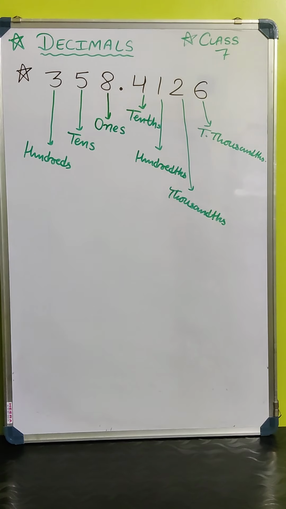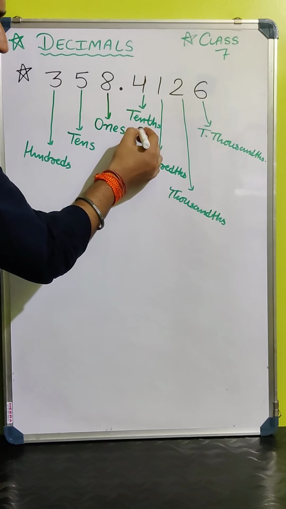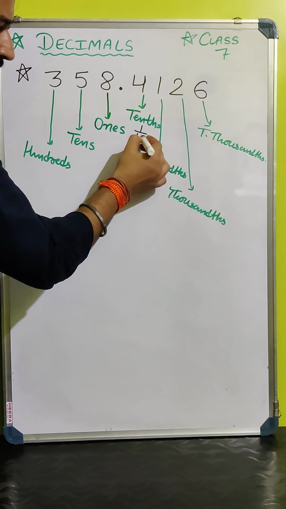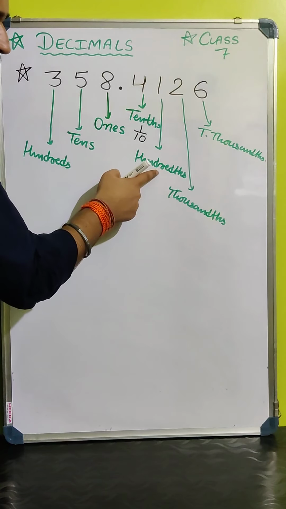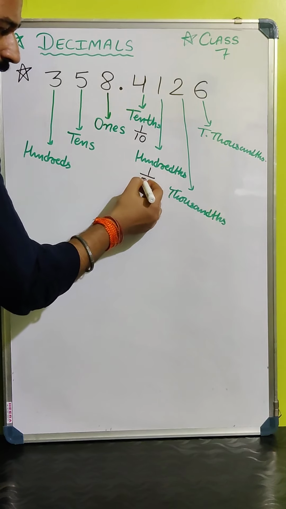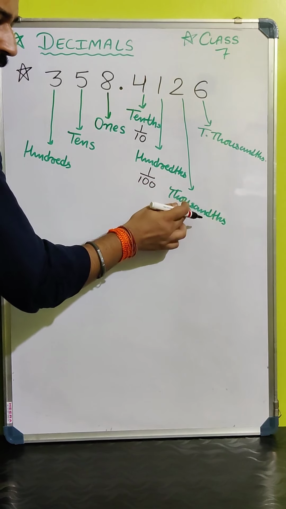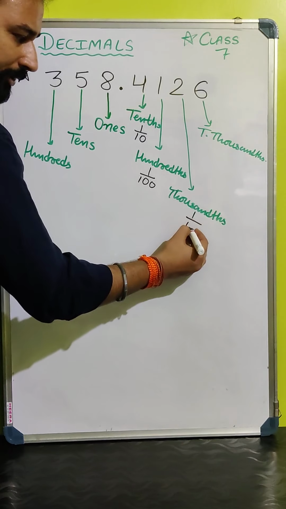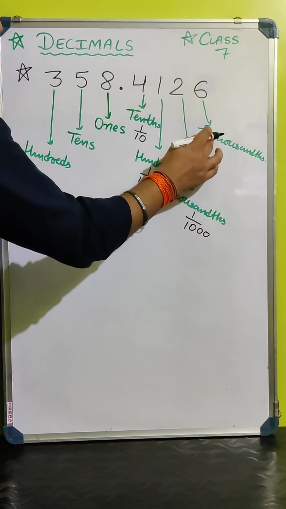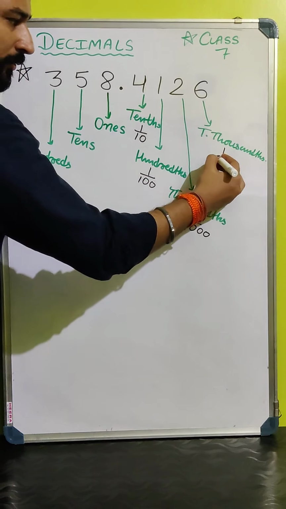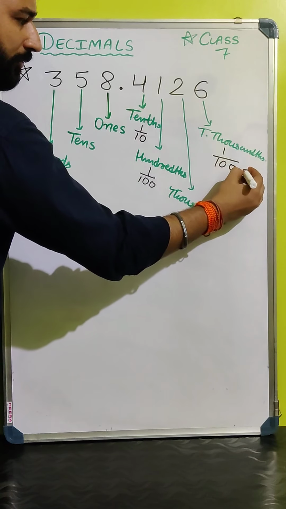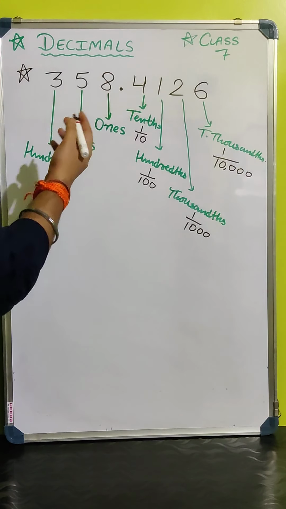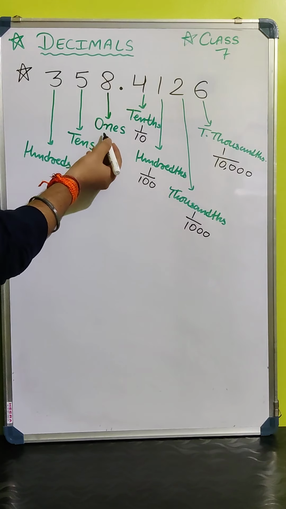Now what is the tenth place? The meaning of the tenth place is 1 by 10. The meaning of the hundredth place is 1 by 100. The meaning of the thousandth place is 1 by 1000. And the meaning of the ten-thousandth place is 1 by 10,000. Understood everyone?